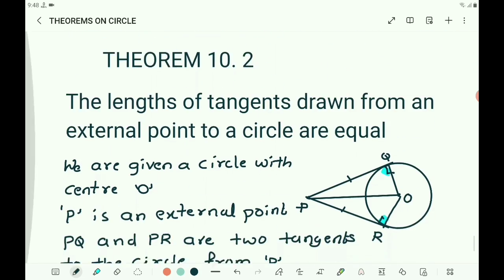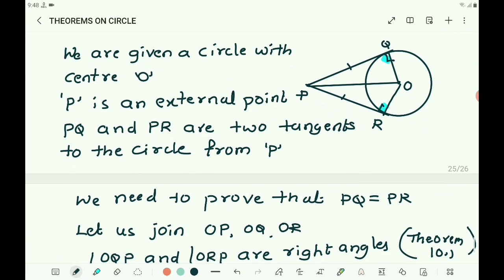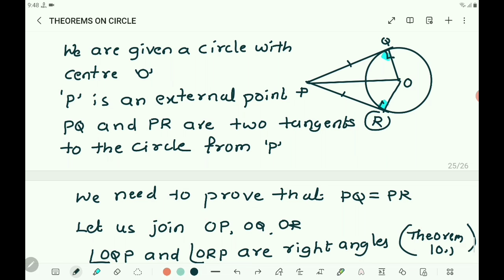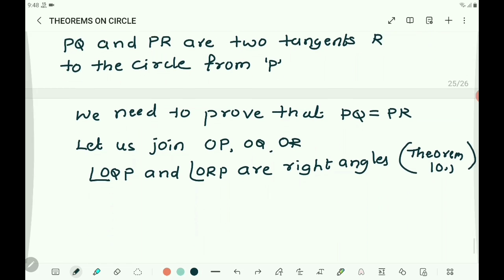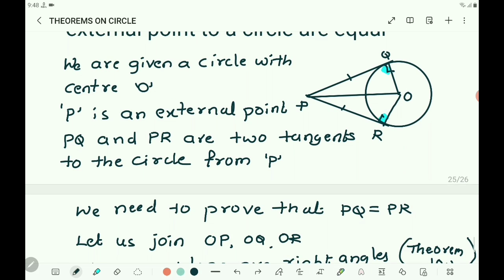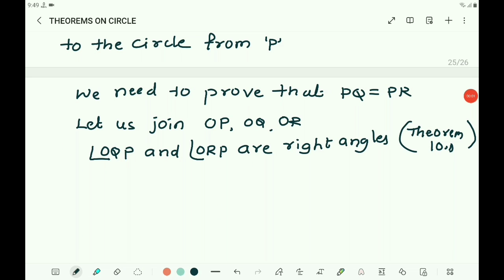Here R is a point of contact and Q is a point of contact. So the radius drawn through the point of contact is perpendicular to the tangents. Therefore, according to theorem 10.1, angles OQP and ORP are right angles.